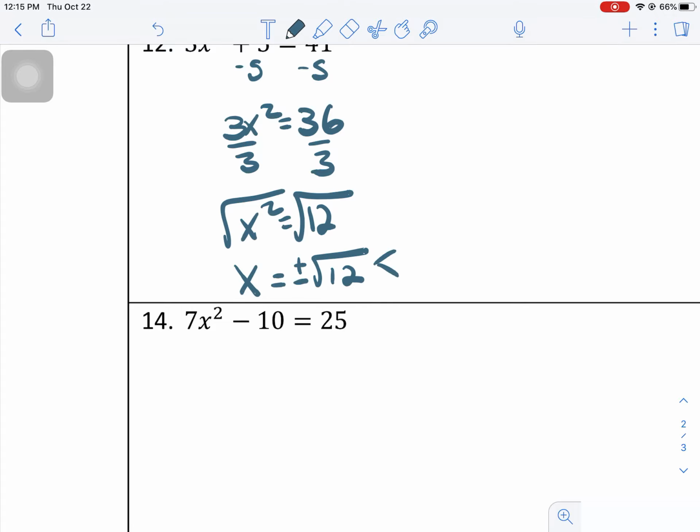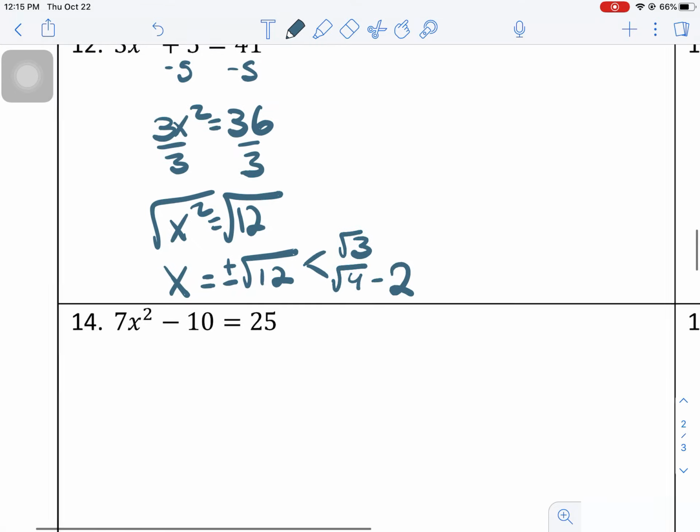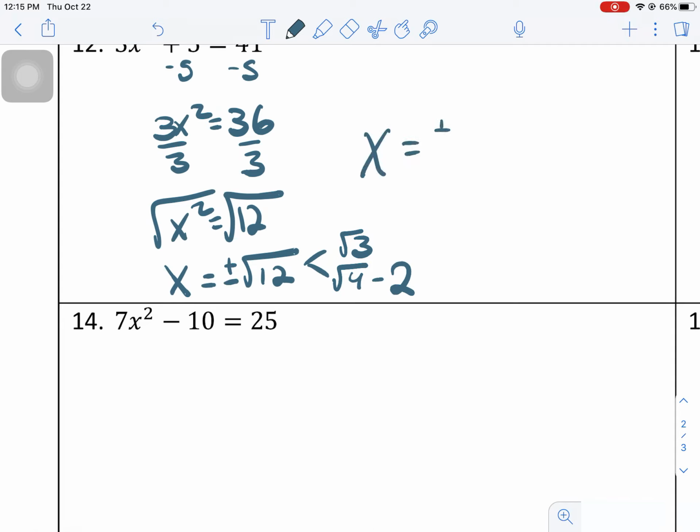Biggest perfect square that comes out of 12 is 4, so radical 4, radical 3, because 3 times 4 gives us 12. Radical 4 would become 2, so our answer for x is going to be plus or minus 2 radical 3.